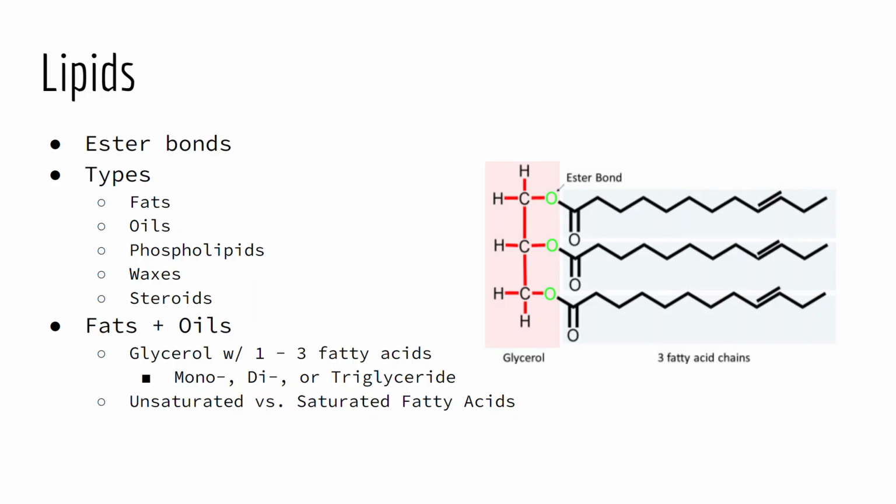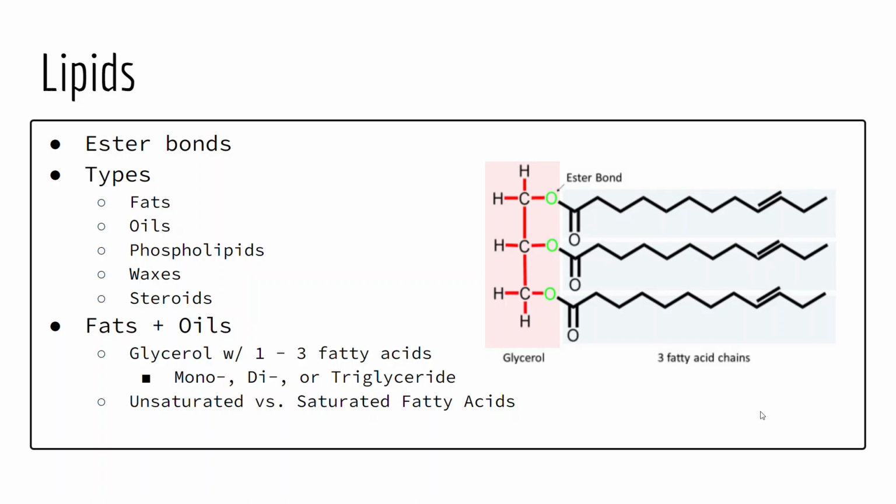Now, there are many types of lipids. So you have your fats, your oils, your phospholipids, your waxes, and steroids. Fats and oils are just your glycerol with 1 to 3 fatty acids, and depending on that, it's either called a monoglyceride, diglyceride, or triglyceride. And there are 2 types of these fats and oils. You have unsaturated fats and oils and saturated fats and oils.